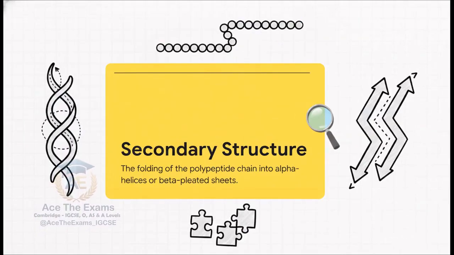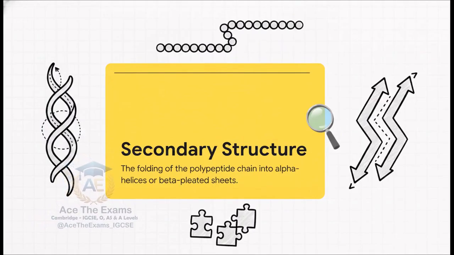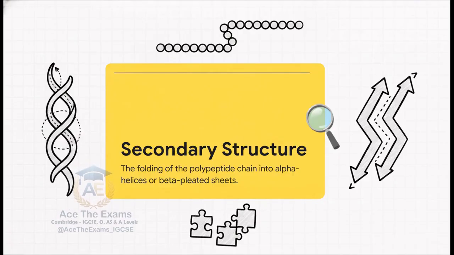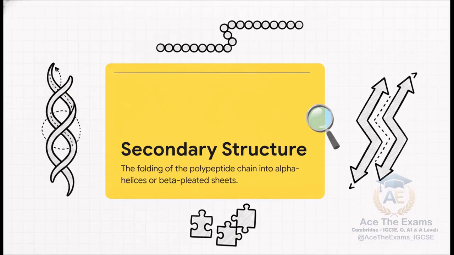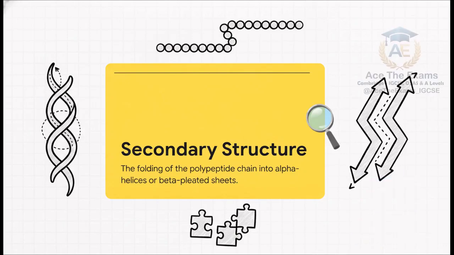Right, so once that linear blueprint is locked in, it starts to fold locally into these predictable shapes. It's kind of like biological origami. This is your secondary structure, the folding of the polypeptide chain into alpha helices or beta-pleated sheets. Now, what the examiner really wants to see here is you mentioning that these structures are held together by hydrogen bonds. That localized folding is the very first step in giving the protein its actual 3D physical form.